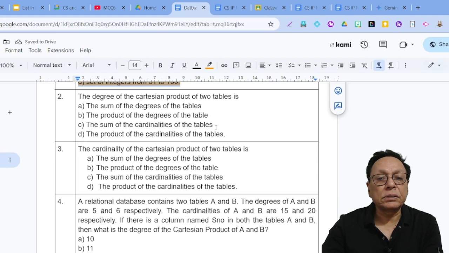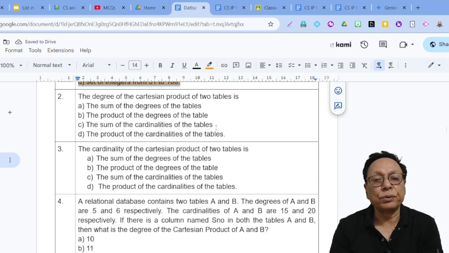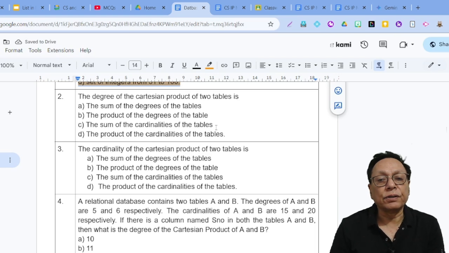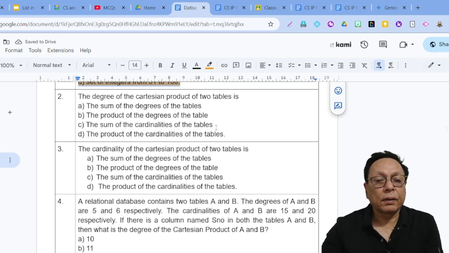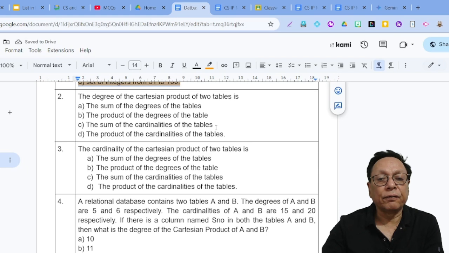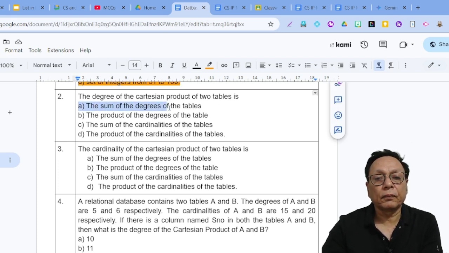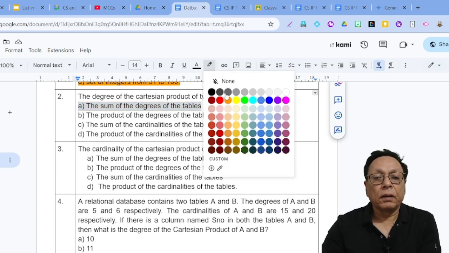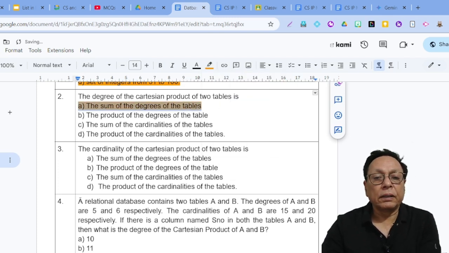Now the next question is the degree of the Cartesian product of two tables. As I have told you, this is the sum of degrees of the tables. The degree after the Cartesian product is the sum of degrees of the tables, which is the correct answer. And then come to the next.